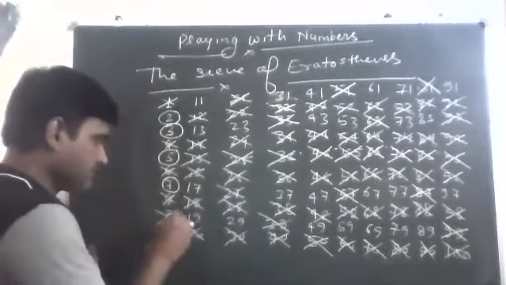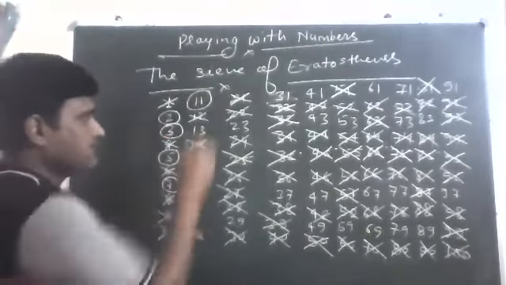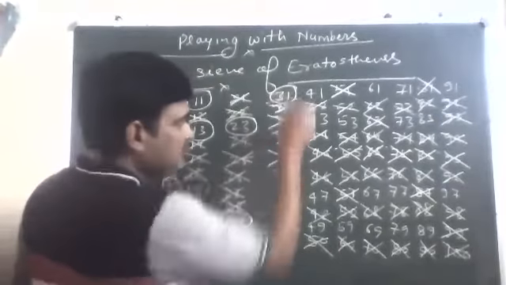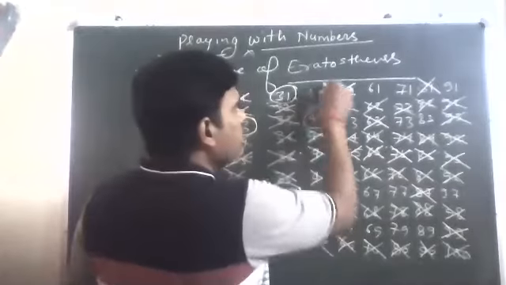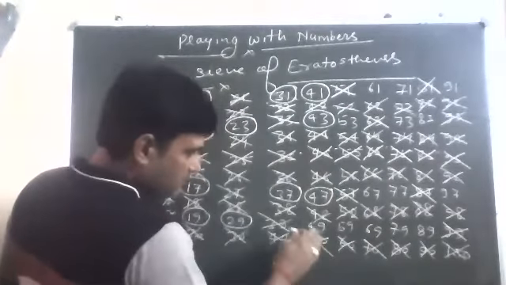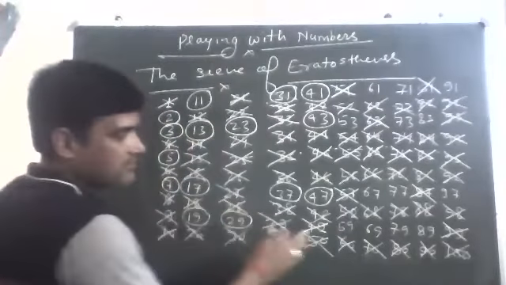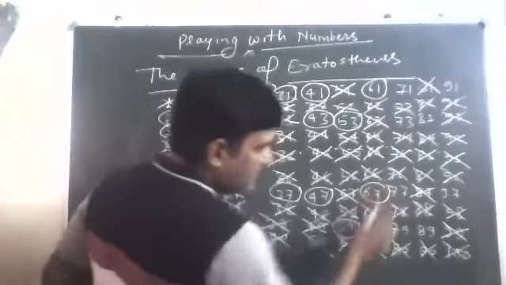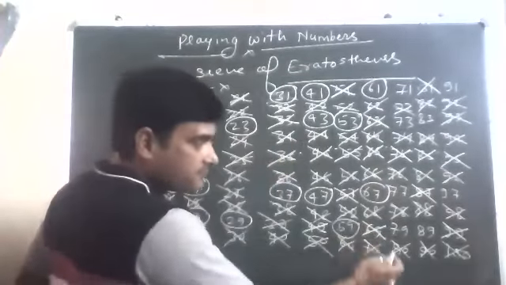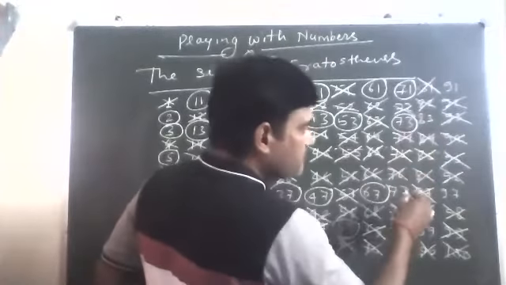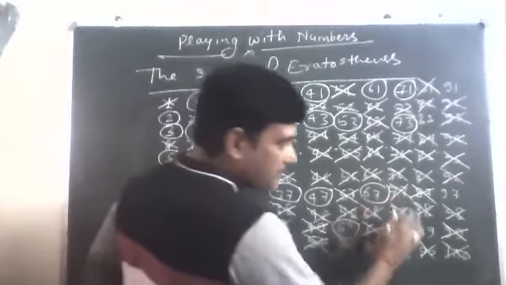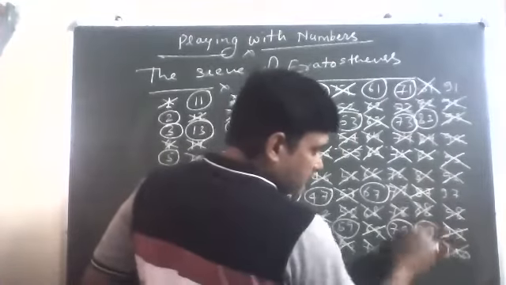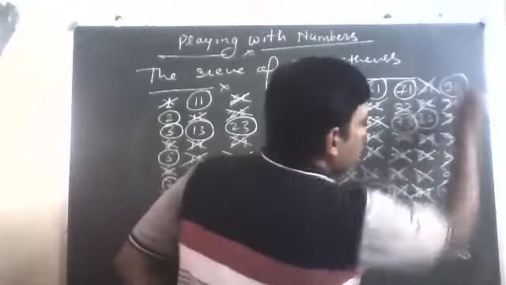Okay. Now here you see the primes: 2, 3, 5, 7, 11, 13, 17, 19, 23, 29, 31, 37, 41, 43, 47, 53, 59, 61, 67, 71, 73, 79, 83, 89, 97. Note that 49 is a multiple of 7, 77 is a multiple of 7, and 91 is also a multiple of 7.